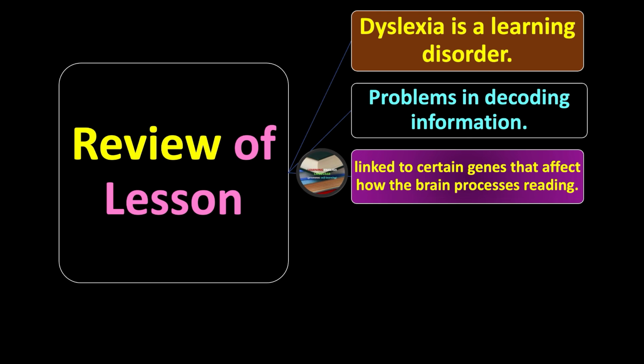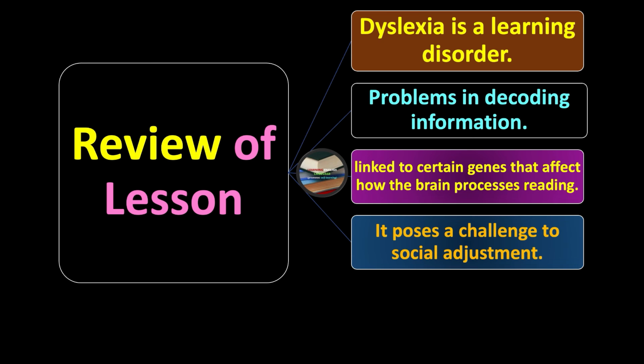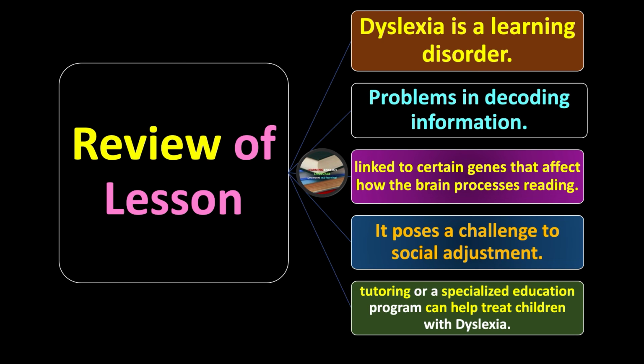Linked to certain genes that affect how the brain processes reading. So dyslexia may be hereditary as well. It poses a challenge to social adjustment. So a child suffering from dyslexia and growing up as an adult will pose a problem of social adjustment in the society. He will not be as intelligent, as active, as sharp as his peer groups, like those of his friends. Tutoring or a specialized education program can help children with dyslexia.